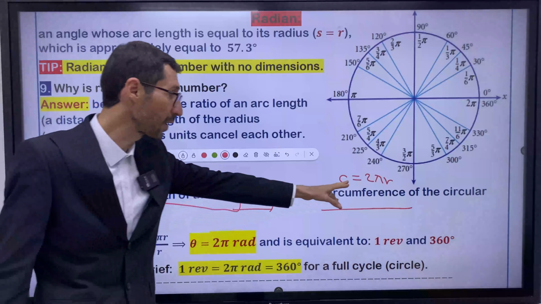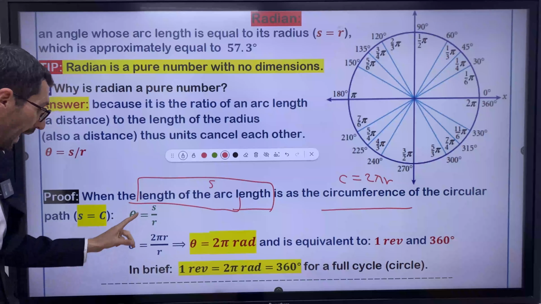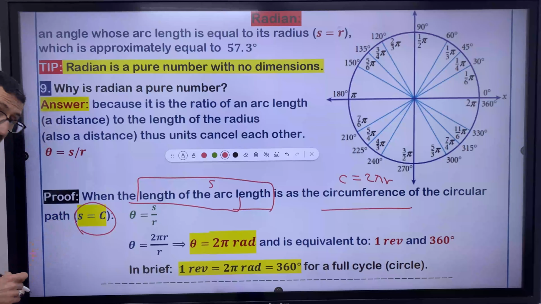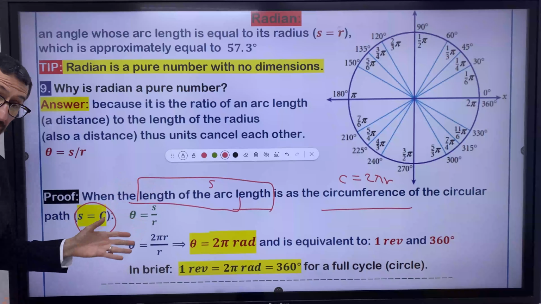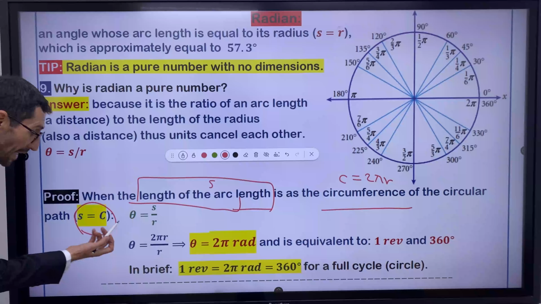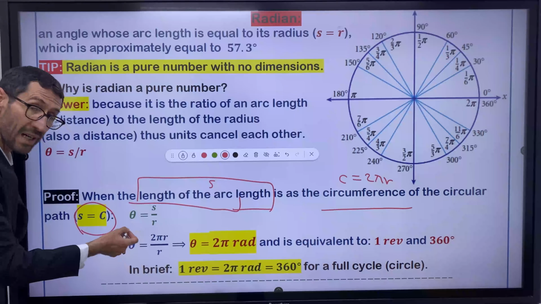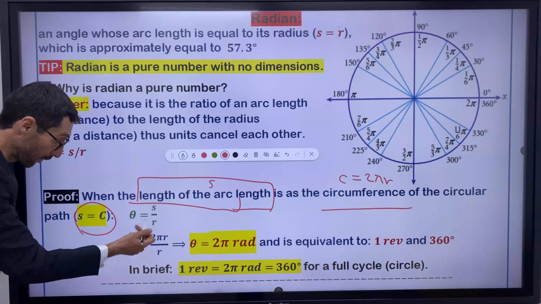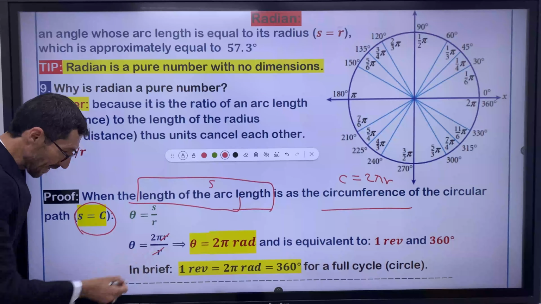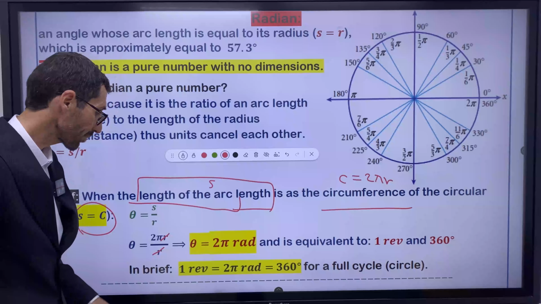Substitute this value in the equation theta is equal to S over R. Instead of S, because we say S is equal to C, S turns to C, the circumference of a circle. I want you to write the value of the circumference, which is 2 pi r divided by r. R cancels r, and theta is equal to pi rad.